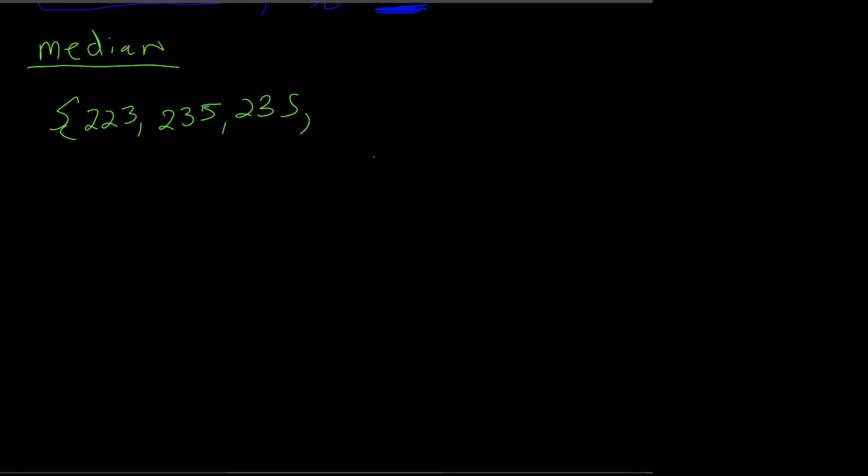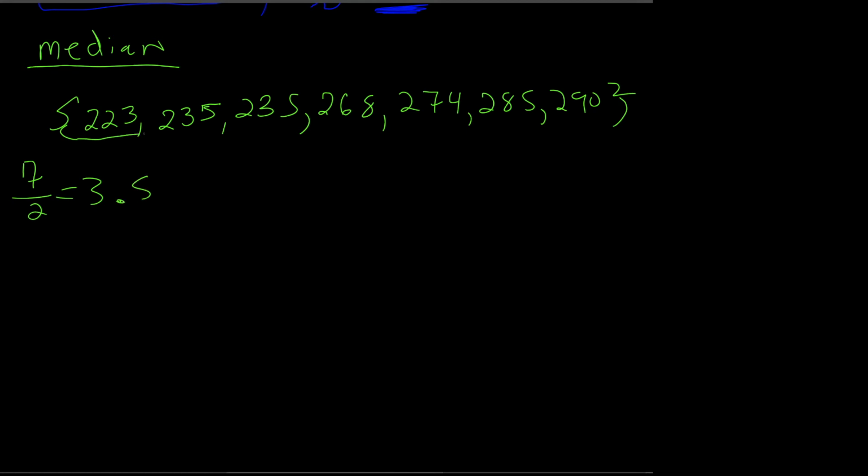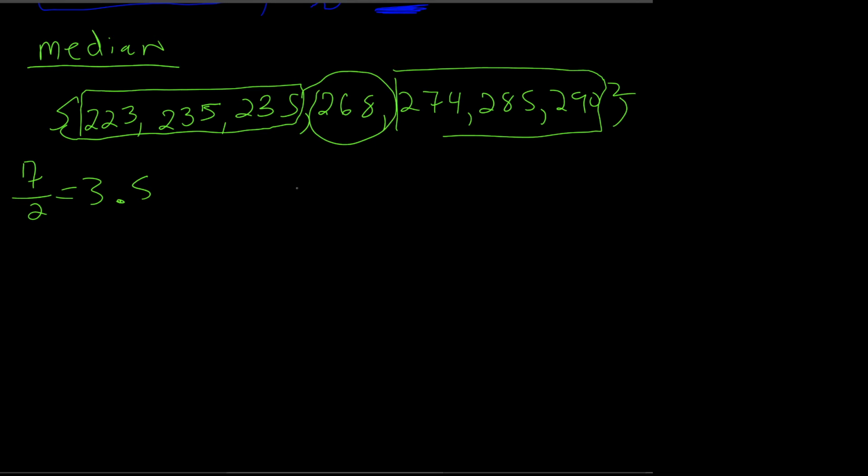Remember, look at the examples in the book. I can't always jump back and forth between the data on the screen. Then 268, 274, 285, and 290. And now I need to find the thing in the middle. There's 7 pieces of data, so to get a middle, 7 divided by 2 is 3.5. And so I'm going to have 3 things on that side and 3 things on that side. And there's my median. 268 is the median. It's the number that comes in the middle.